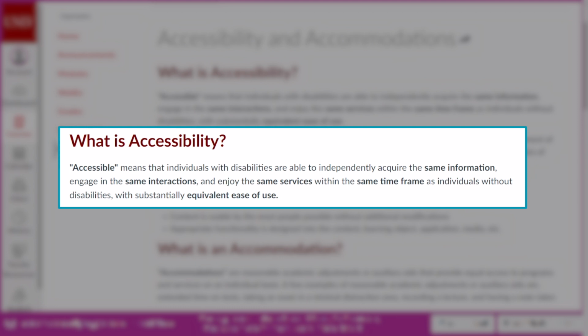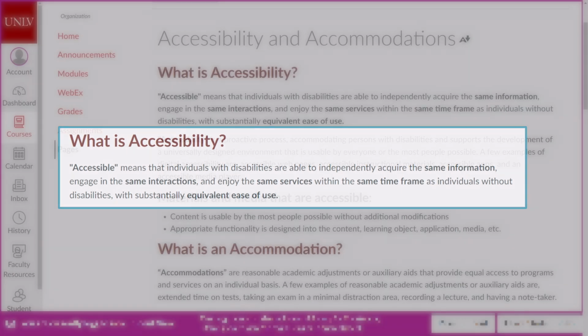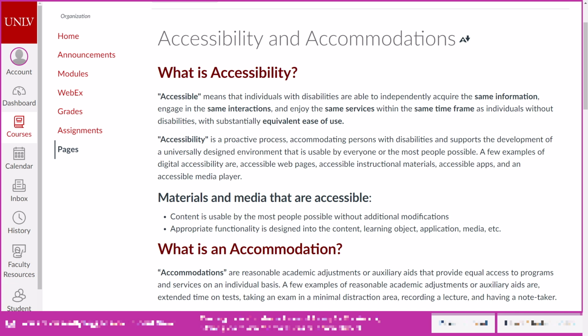Accessible means that individuals with disabilities are able to independently acquire the same information, engage in the same interactions, and enjoy the same services within the same time frame as individuals without disabilities, with substantially equivalent ease of use. Accessibility, therefore, is a proactive process, accommodating persons with disabilities and supports the development of a universally designed environment that is usable by everyone, or the most people possible.